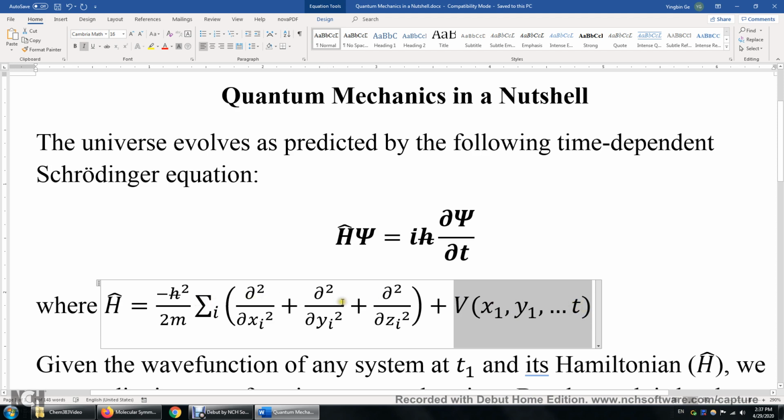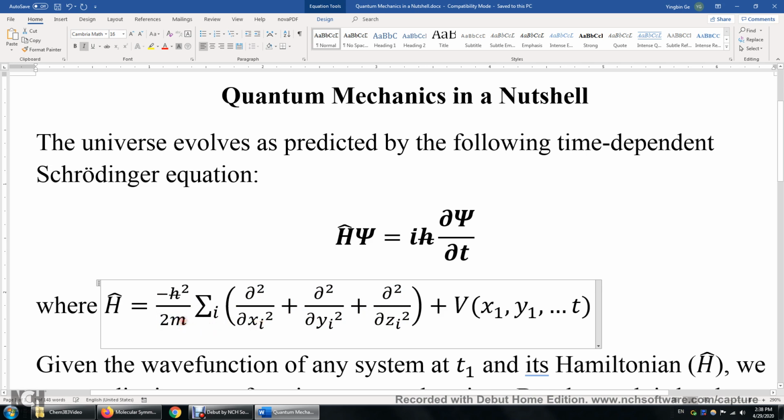What about the kinetic energy operator? If we have more than one particle in the system, we need to sum up the kinetic energies of all particles. That's why you see this sum sign here. If we're talking about the universe, then we have this i from 1 to 10 to the power of 80, if there are 10 to the power of 80 particles in the universe. And this is the Laplace operator, or Laplacian, the sum of the second derivative with respect to x, y, and z of the ith particle. Over here, negative h bar squared over 2m, and this m is the mass of the ith particle.